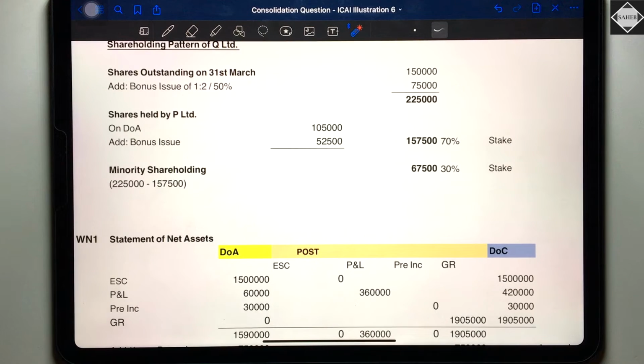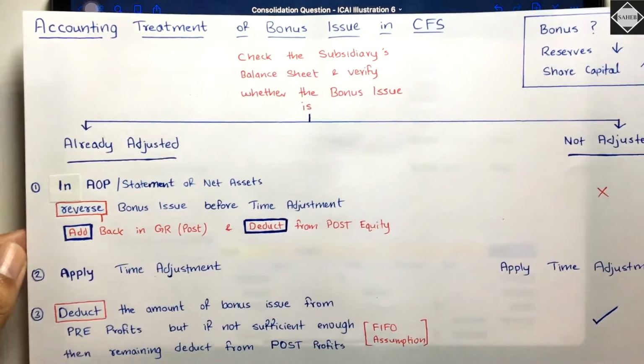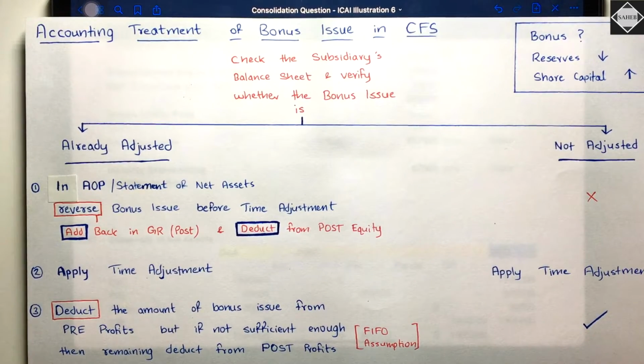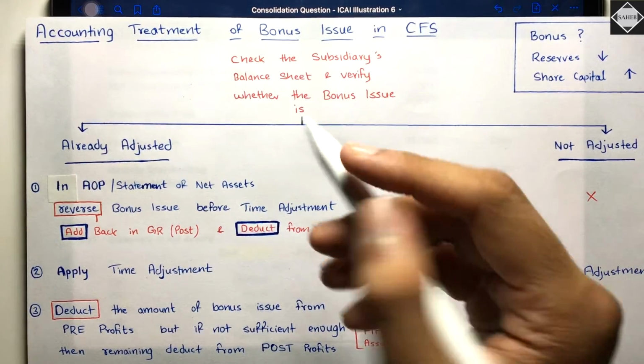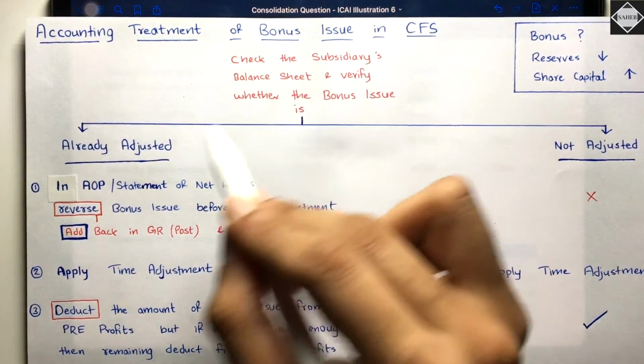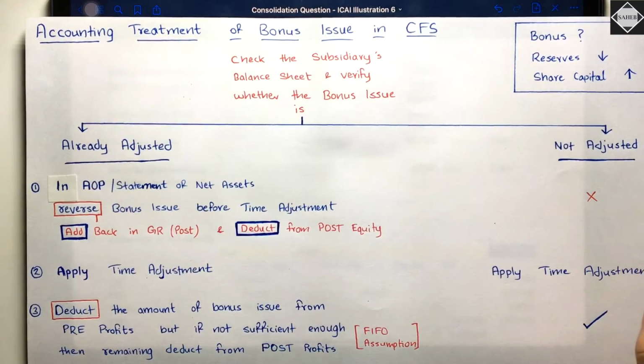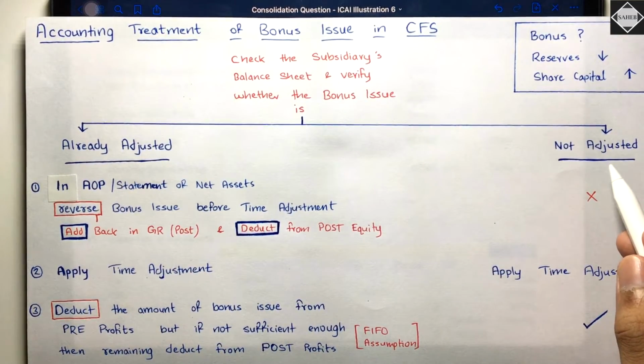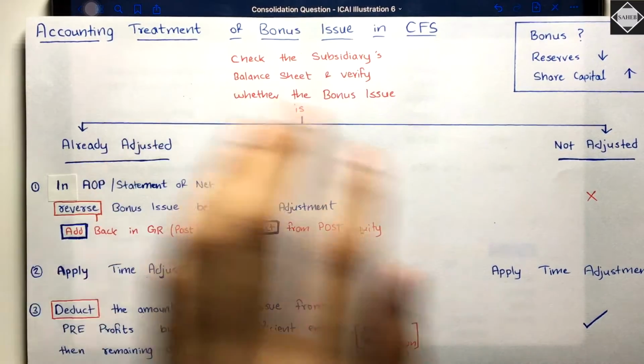There is nothing else over here. Just bonus adjustment you have to do right now, right? So how will you do the bonus adjustment? Let's just recap once. See the concept over here. Accounting treatment of bonus issue in CFS. What do you do first? Check the subsidiary's balance sheet and verify whether the bonus issue is already adjusted or not adjusted. What does that mean? It means, is it recorded or not recorded?